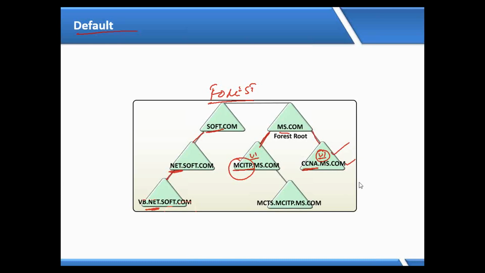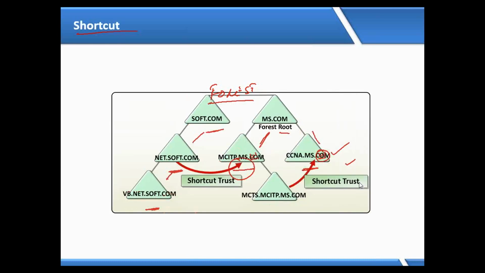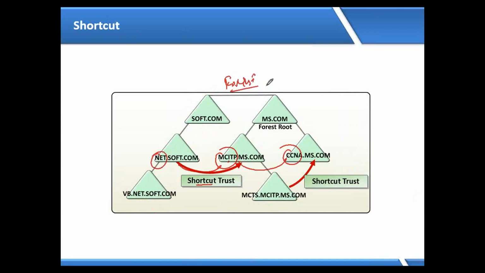That is the second type, shortcut. Now you can see the same example, like we have a user here, like .NET, net.soft.com. This user wants to log into MCITP, we'll configure a trust. Maybe an MCITP user wants to log into CCNA, we'll configure a trust. So what type of trust will we configure? Shortcut. This is also within the forest. Within the forest, we have to configure this manually.